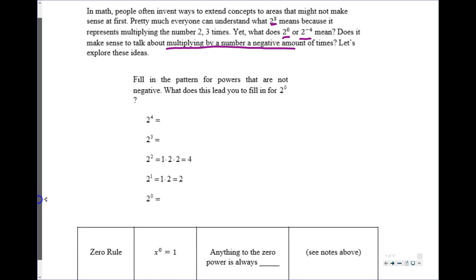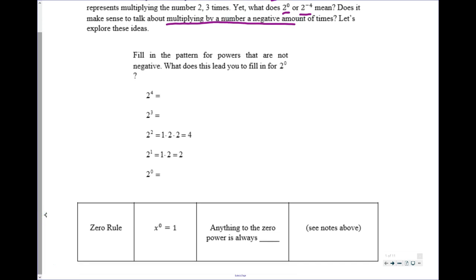So first we're going to start with the idea of 0. So here's a pattern. Fill in the pattern for powers that are not negative. What does this lead you to fill in for 2 to the 0? I don't know why that question mark's over there. It should be over here, okay? So let's look at this pattern. So 2 to the 4th power, I'm going to put an invisible 1 here because I can put an invisible 1 in front of anything, and it's still going to be 2 times 2 times 2 times 2, right? Then times 1 still gives me the same thing. So the 1 is a placeholder, okay?